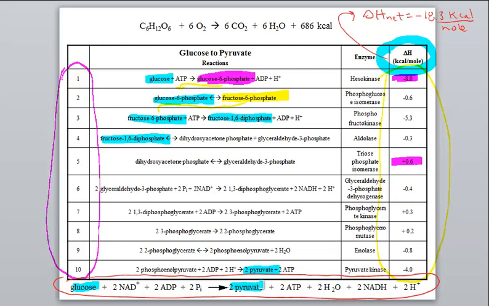So where's that glucose 6-phosphate in the net reaction? Well, when you get the net reaction, if something's produced then used up, it's crossed out. So glucose 6-phosphate is produced, but it's used up in reaction number 2. So in the net reaction, you don't see that. And you would do that for all of them. The fructose 6-phosphate is produced in reaction number 2, but it's used up in reaction number 3. So you don't see that in the net reaction.